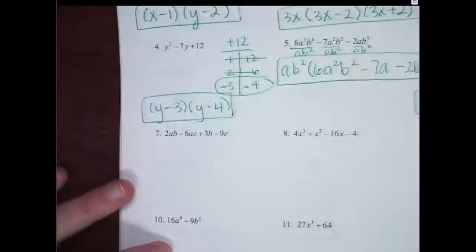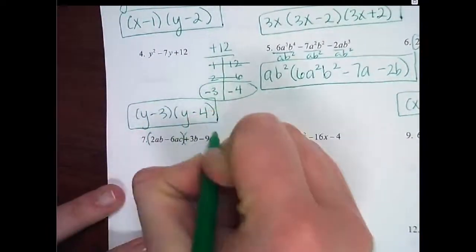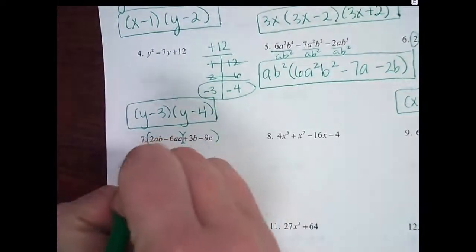Number 7, I see 4 terms, so I'm just going to immediately group this. And I can take out a 2a here.